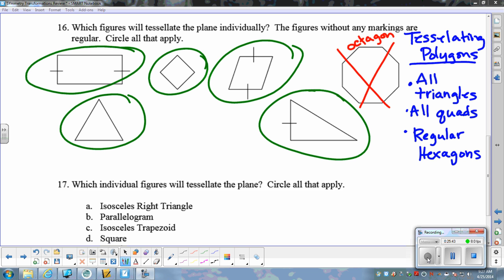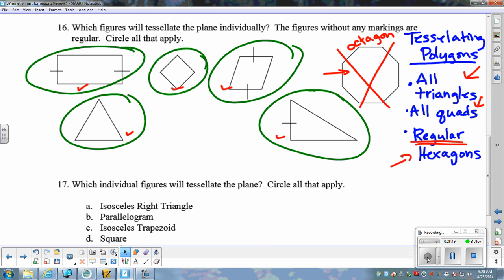Looking at number 16, sometimes it would be easier just to say what does tessellate rather than what doesn't. So if we take a look over on the column here, we see what are the polygons that will tessellate. We already established that all triangles will tessellate because their sum is 180. All quads will because their sum is 360. And regular hexagons, keep in mind it has to be regular, because their interior angle is 120 degrees. So therefore, all quads and all triangles will tessellate, but the octagon will not because it is not one of those listed.